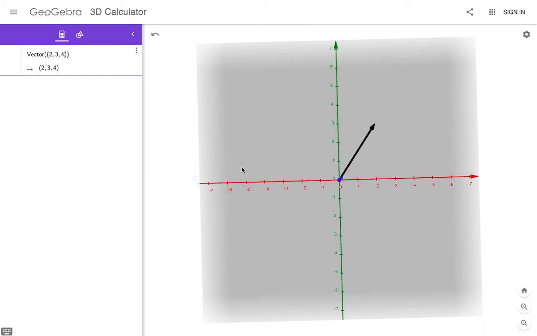We see the x-axis and the y-axis. The reason we don't see the z-axis is because it's pointing straight at us. It's this dot right here. Okay, that's actually an axis. We just can't see it because we're looking straight at it.